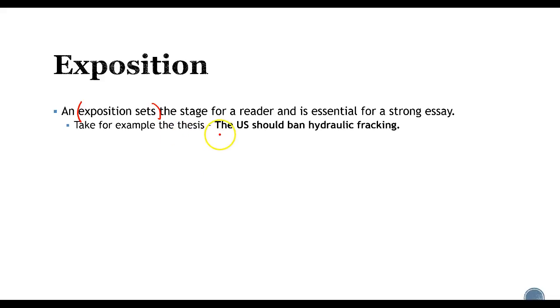So for example, if we had the thesis, the U.S. should ban hydraulic fracking, that'd be a good idea, right? Who agrees with that? You probably are saying, I don't even know what hydraulic fracking is or why it should be banned. You haven't told me anything about hydraulic fracking. And you'd be right. So you can't just start with a thesis, especially a complicated thesis like this.